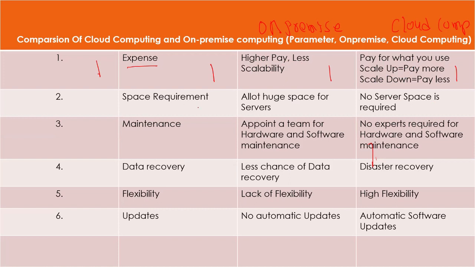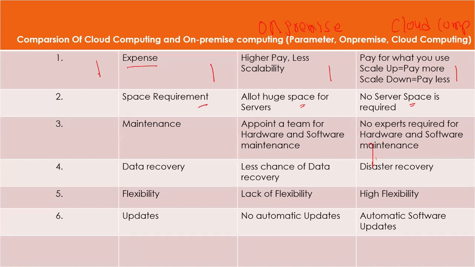Next, space requirement. In on-premise computing, all the infrastructure will be in your premises only, so you need a lot of space for this. Whereas in cloud computing, all the infrastructure will be on the vendor side, like AWS or Azure, so they will have their own setup and all the infrastructure will be there. So a company working on a project need not worry about space in their organization to keep all the required infrastructure.